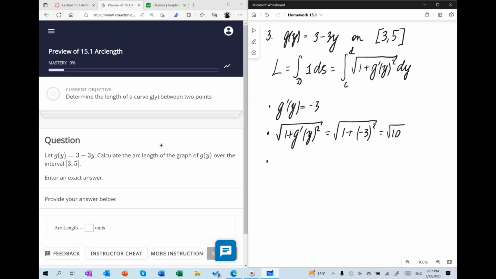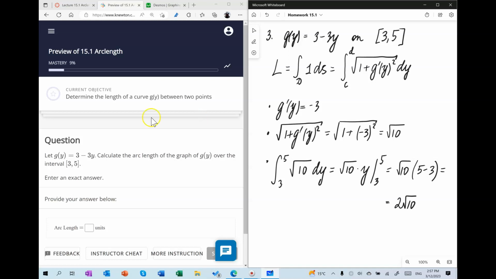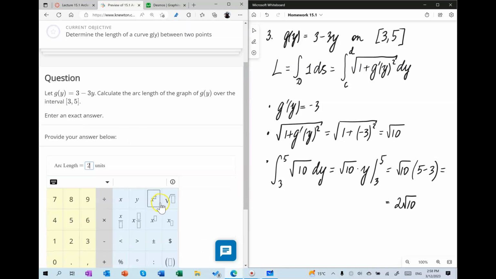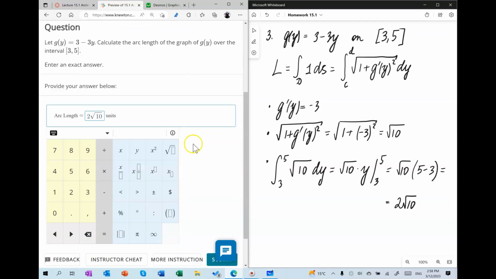And finally, we're going to set up the integral. So it's going to be the integral from 3 to 5 of square root of 10 dy. And finding this integral is actually pretty straightforward because it's just the identity function times the square root of 10. And the final answer is 2 square root of 10. So we have to enter the exact answer. So I'm going to enter 2 square root of 10.